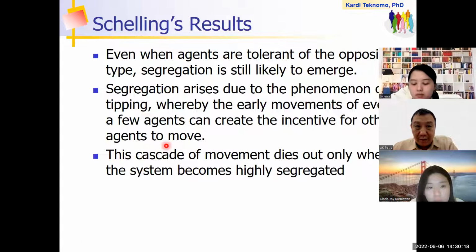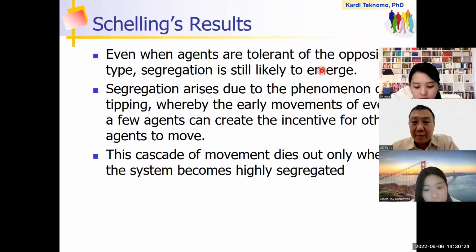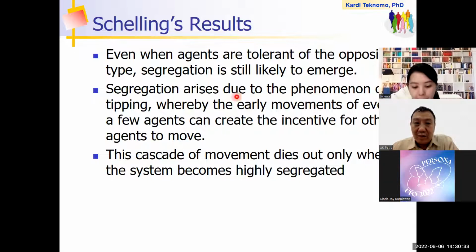Okay, so now this is the result. Even when the agents are tolerant of the opposite type, apparently segregation is still likely to emerge. Right? So this is emergent behavior. Now the segregation arises because of the phenomenon called tipping.